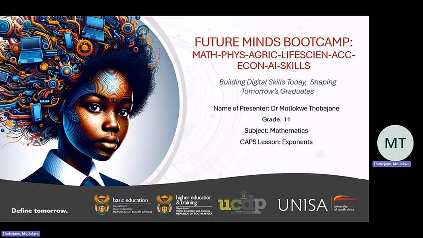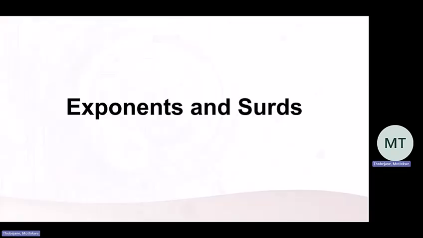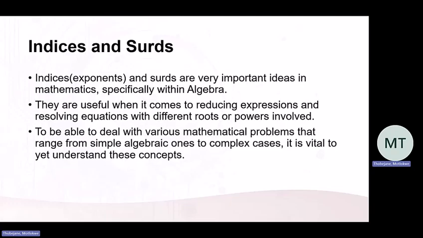I'll be presenting a grade 11 lesson. This is a CAPS lesson on exponents. On exponents, we really look into the exponents and the surds, right? I will not dwell much on what those are. The exponents, we can call them the indices or the power of. Where you see indices, exponents, or power of, it means the same thing, right?